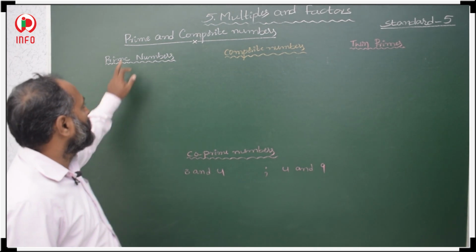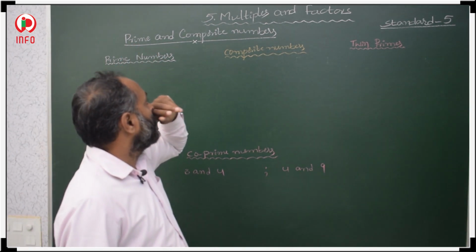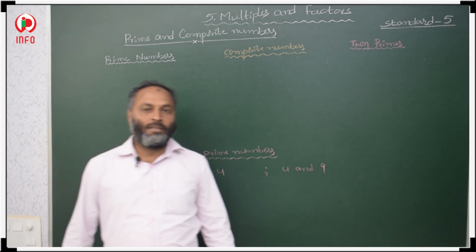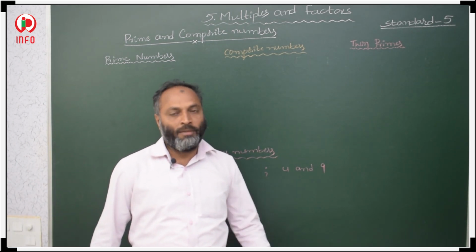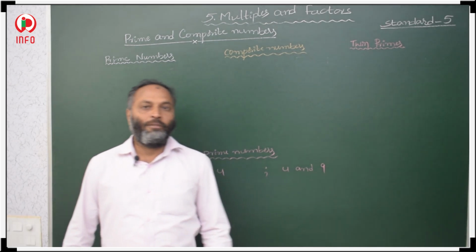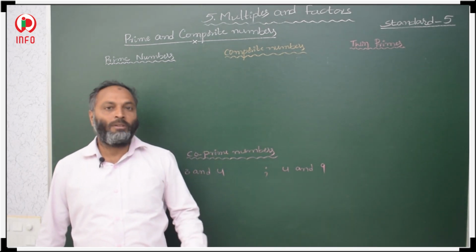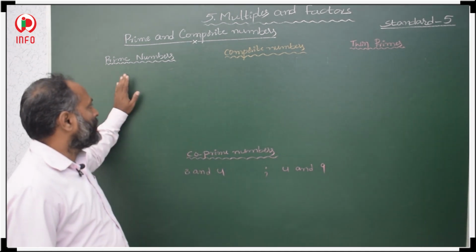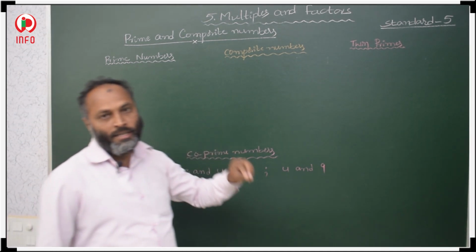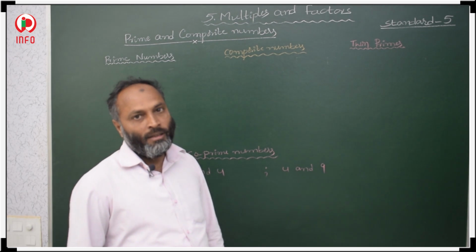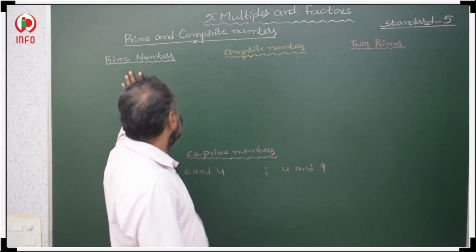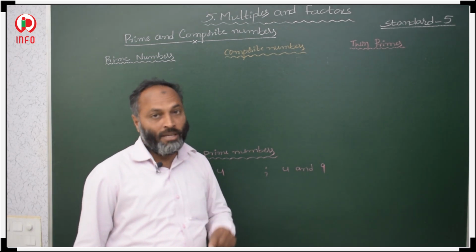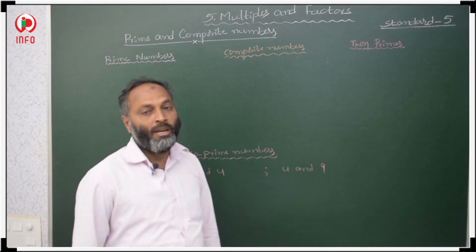Next concept, prime and composite numbers. So, what about prime and composite numbers? We already discussed them in 4th class. Again we recapitulate what prime numbers and composite numbers are. Prime numbers are the numbers which have 1 and itself as factors. Those numbers are called prime numbers.